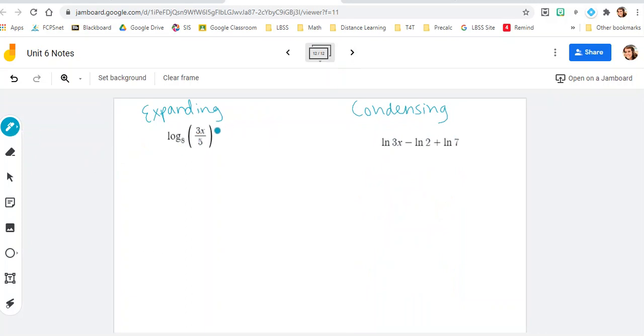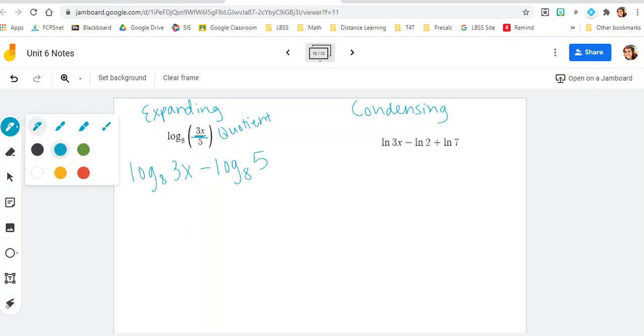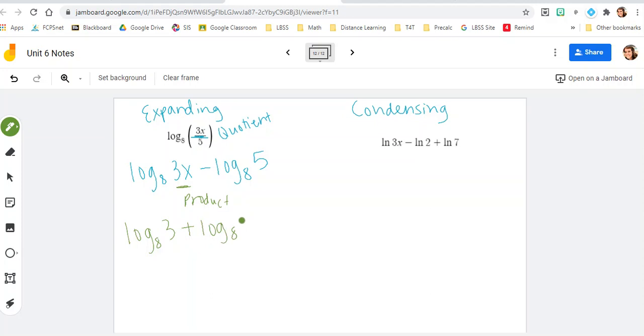I see that I've got some division, so I'm going to start with my quotient rule because of this fraction bar. So I have log base 8 of 3x minus log base 8 of 5. Then I see here I've got a product, so I can rewrite this as log base 8 of 3 plus log base 8 of x, and then just copy down that last term that I had, minus log base 8 of 5.